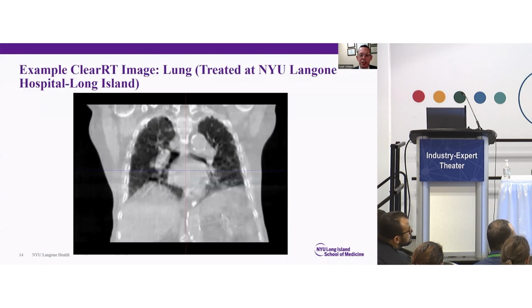See in each image just the quality that we're getting out of the KV imager, the ClearRT image on the Radixact. So we can really, with these sharp images, detect the motion of the tumor and correct for it. It'd be harder to do if the imaging weren't as good as it is.